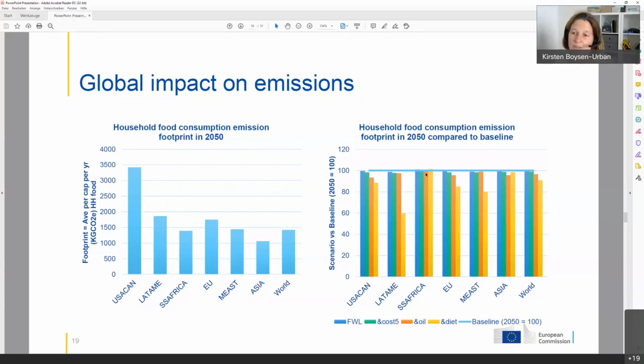And we see for Sub-Saharan Africa that there's a slight increase in the emission footprints, driven, of course, by the exclusion from the diet and the increase in food consumption and also meat products due to price developments.